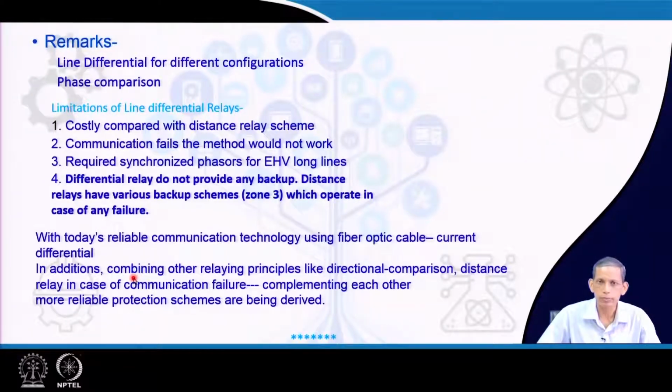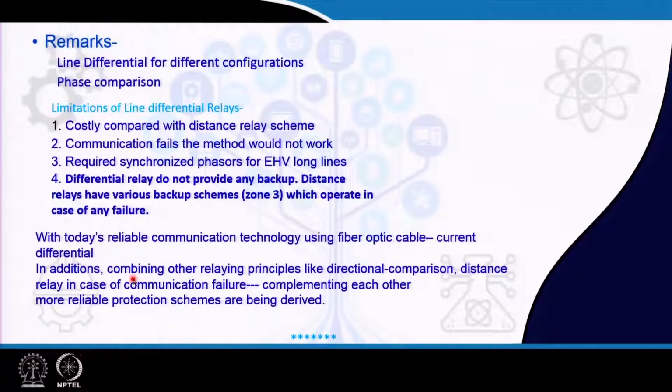In addition, with the communication facility available, we can combine other relay principles like directional comparison, including distance relay applications, even during communication failure. We can integrate a number of principles in the same relay module and make the corresponding decision process more reliable. These principles complement each other, and therefore the accuracy, precision and reliability of the protection schemes become more enhanced.